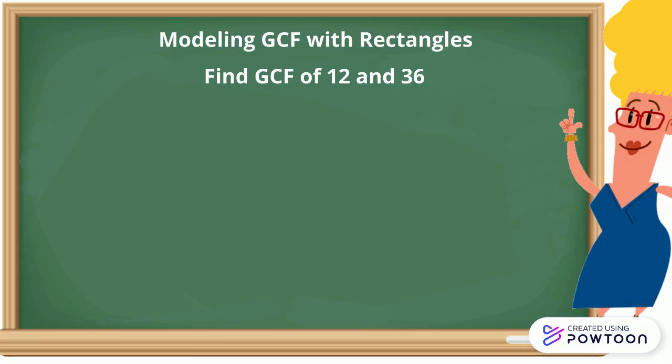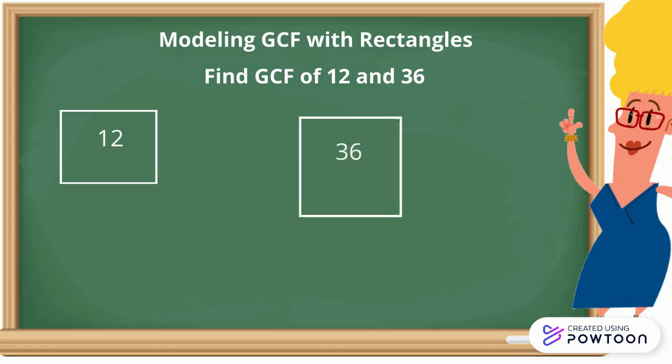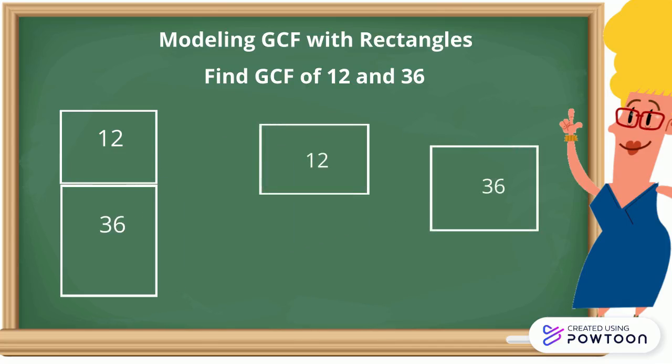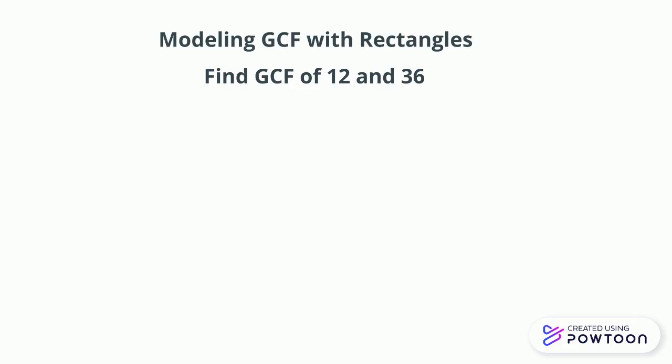Now we're going to begin looking at the common factor and the GCF of numbers through rectangles. We're going to use 12 and 36, and each one will be represented as the area of a rectangle. So you will need to find the dimensions of each, so when you put them together, it'll form a larger rectangle. Let's begin with the area 12.